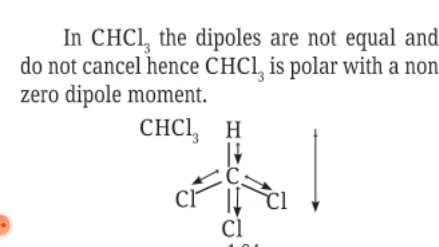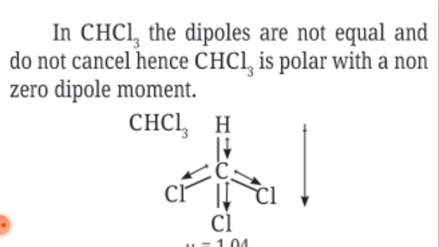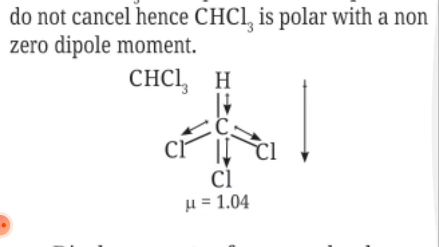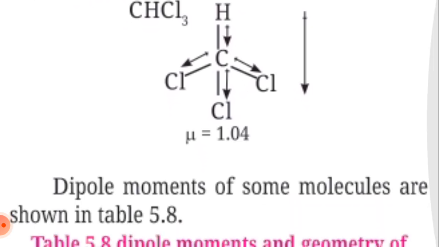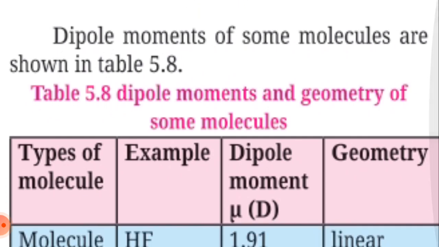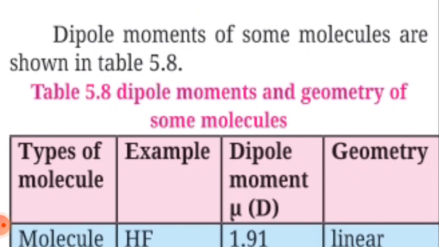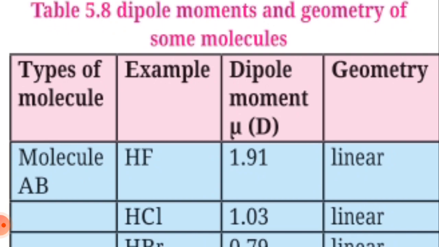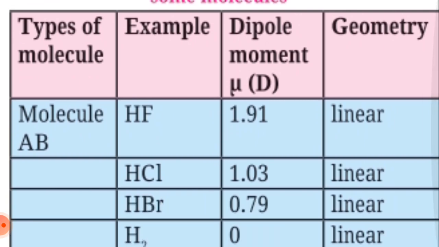In methyl trichloride, the dipoles are not equal and do not cancel, hence methyl trichloride is polar with a non-zero dipole moment. Methyl trichloride mu is 1.04. Dipole moments of some molecules are shown in Table 5.8, dipole moment and geometry of some molecules.